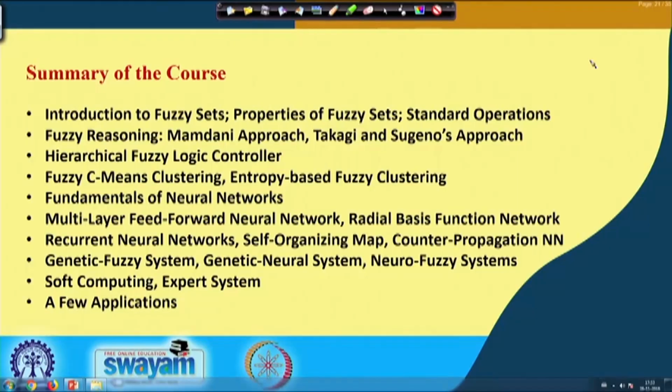Now, we started with in fact the concept of classical set or the crisp set, and we discussed that this particular classical set or the crisp set can handle only one type of uncertainties using the principle of the probability theory. But there are many other uncertainties in the world which could not be modeled using the classical set or the probability theory, and that is why the concept of fuzzy set came into the picture.